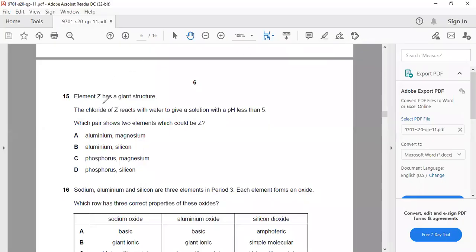Number 16. The element has a giant structure. Giant means the examiner accepts giant metallic, giant ionic, giant covalent. All three are possible when we say giant. Phosphorus is wrong.